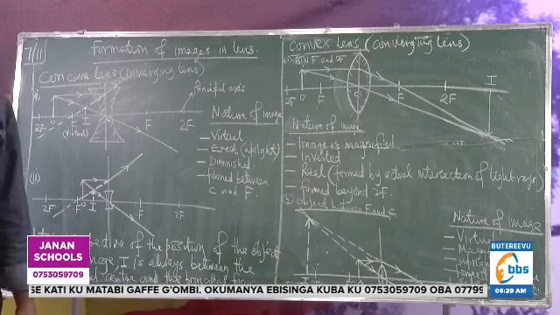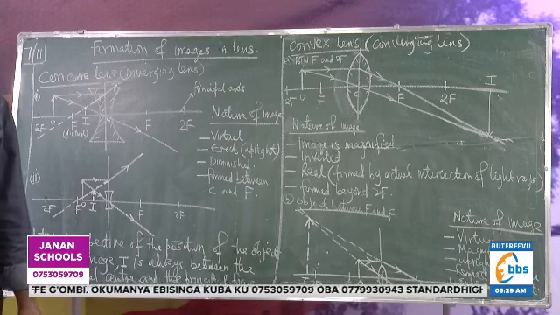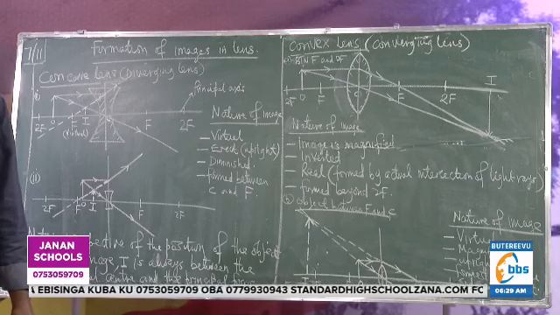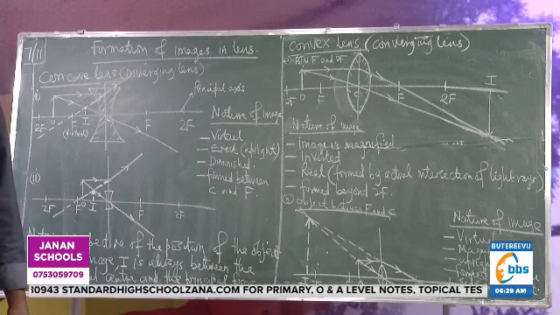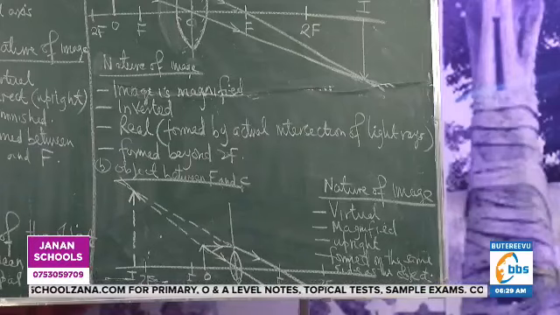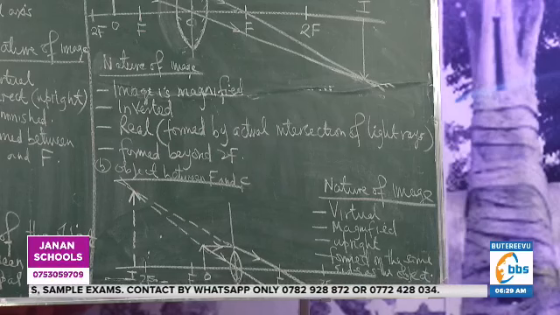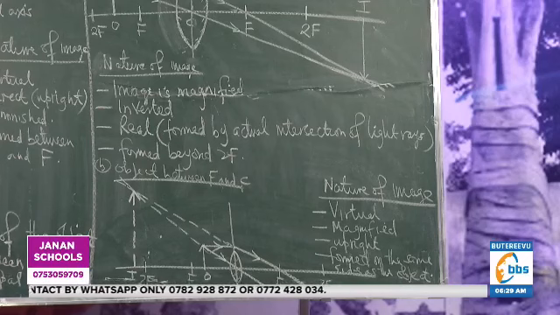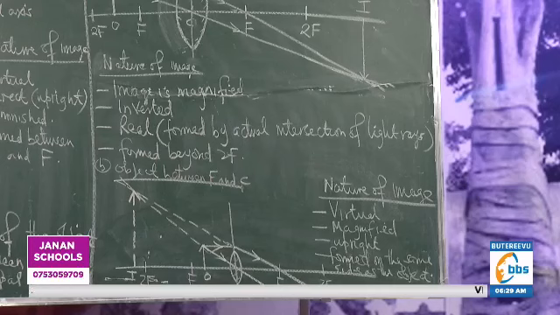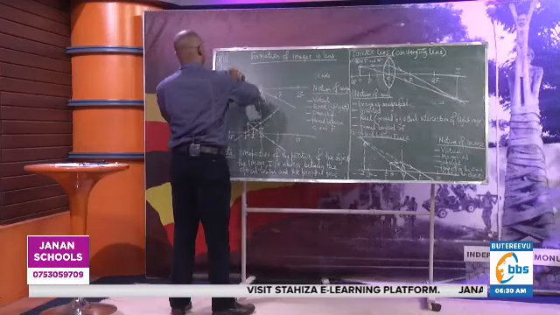Two, we can say that convex lenses form both virtual and real images, whereas concave lenses form only virtual images. Those two points are very distinctive. Concave lenses form only virtual images. Convex lenses can form both virtual and real images. We shall proceed to look at other object positions and corresponding images.